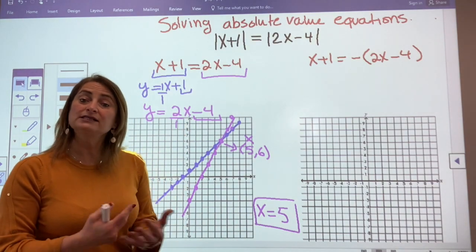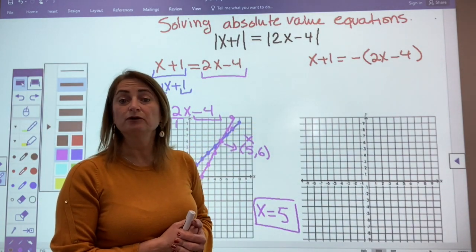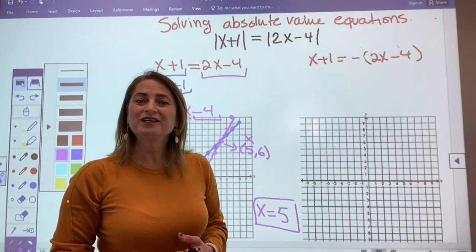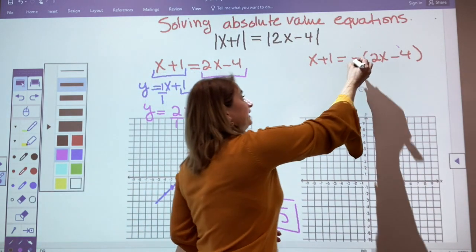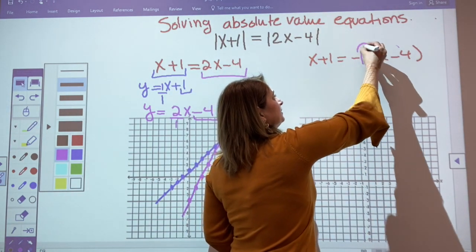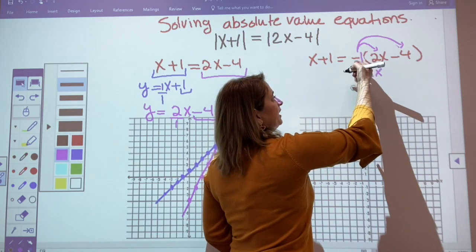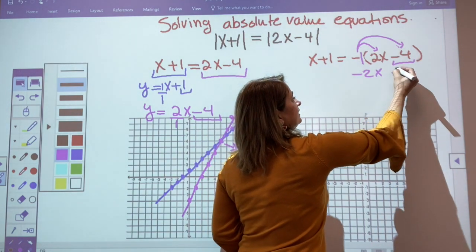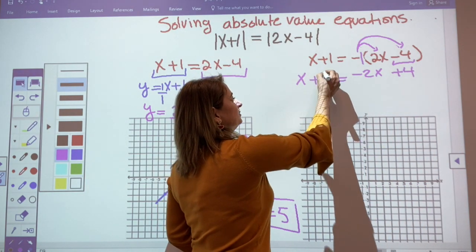Now I need the second value of x using the second equation. So let's graph the second equation now. First of all, we need to get rid of the parentheses using distributive property. So put -1 outside the parentheses, and now multiply -1 times 2x, which is -2x, and -1 times -4 is +4. Bring everything else down, x plus 1.